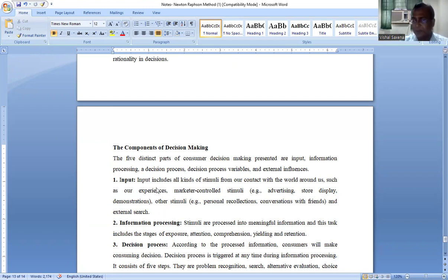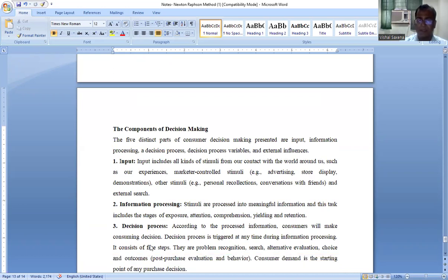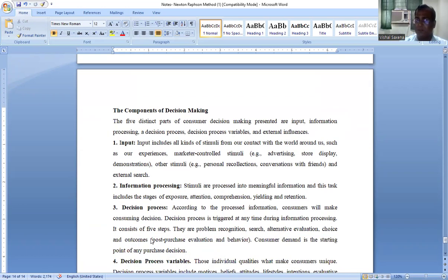So it means input includes all kinds of stimuli from our contact with the world around us. All of these are included in the input part, the input component of decision making. Second is information processing.